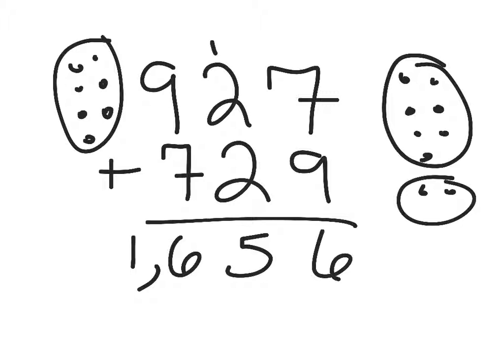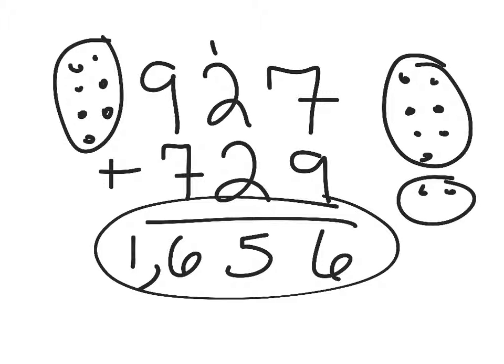1,656 is your answer. And right there it is, my friends. Hey, if you made a mistake anywhere along the way, no worries. Just as you know by now, pause the video, fix your mistake. That is the fastest way to learn. And now let's move on to our third problem in this video.